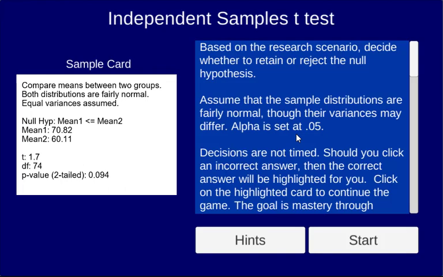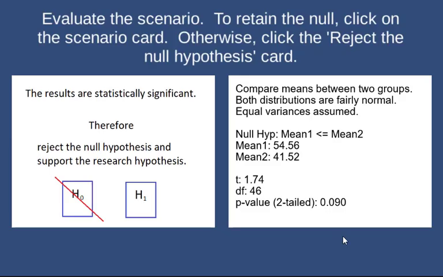We'll take a look at a few of the 10 scenarios for this independent samples t-test. To begin, we'll click on the Start button.